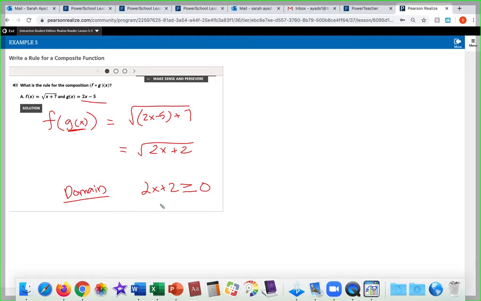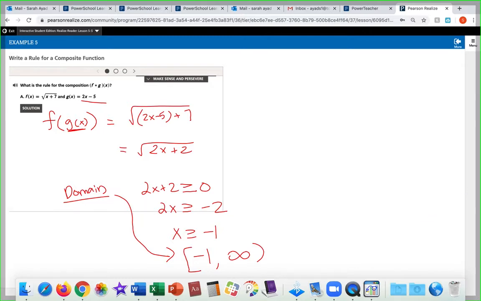So if I solve this, 2x has to be greater than or equal to negative 2, and x has to be greater than or equal to negative 1. This represents my domain. How do I say any number greater than or equal to negative 1? From negative 1 to infinity. It's equal to negative 1 because I can take the square root of 0. So this is our domain.